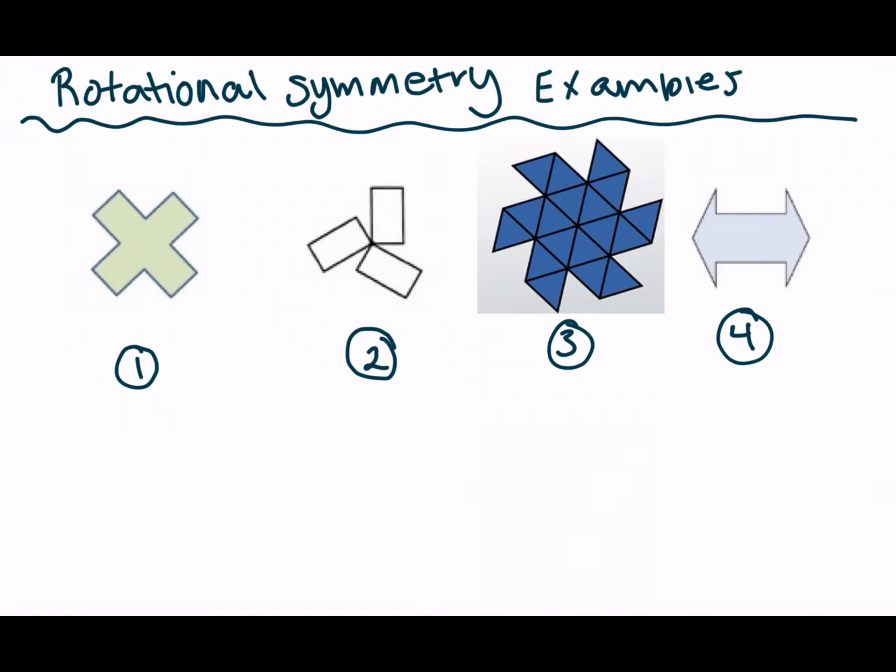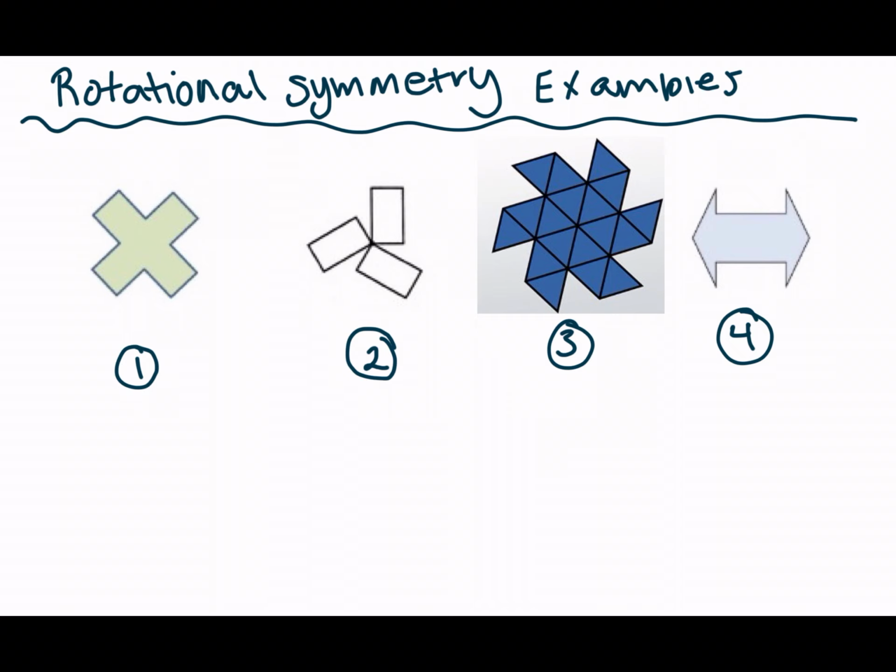I have 4 examples here that I want to find the rotational symmetry for. And what that means is I want to take my shape and figure out how many times I can rotate it before I get back to its original orientation.